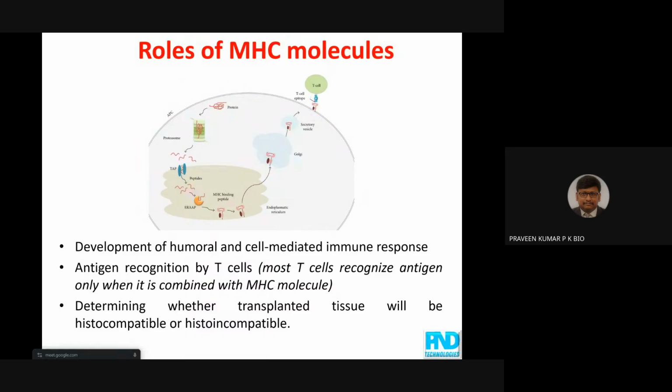And if this interacts with the T cell epitope, okay, whatever the binding region in the T cell is, this is what we call the epitope. So this T cell epitope only we are predicting.